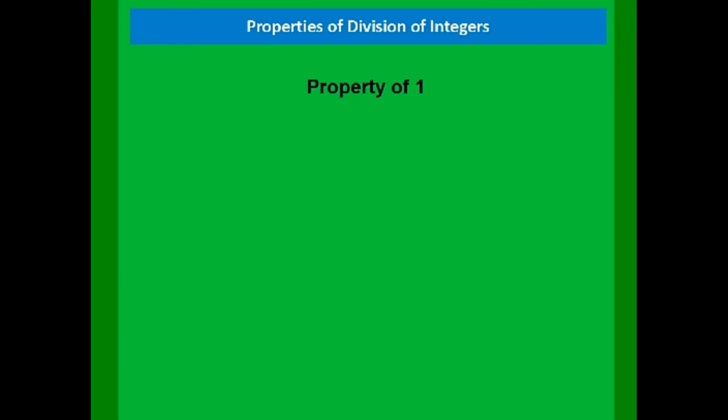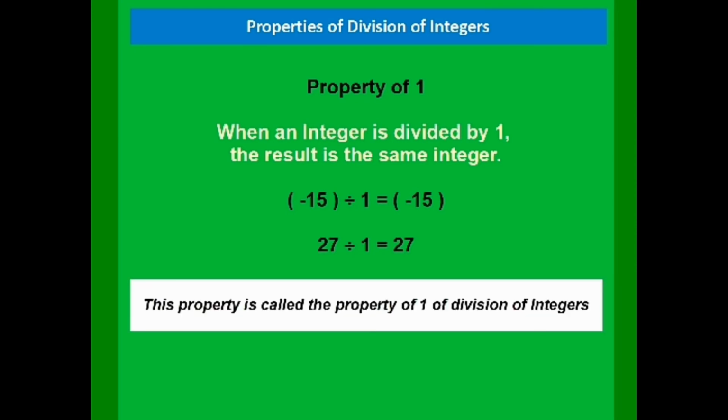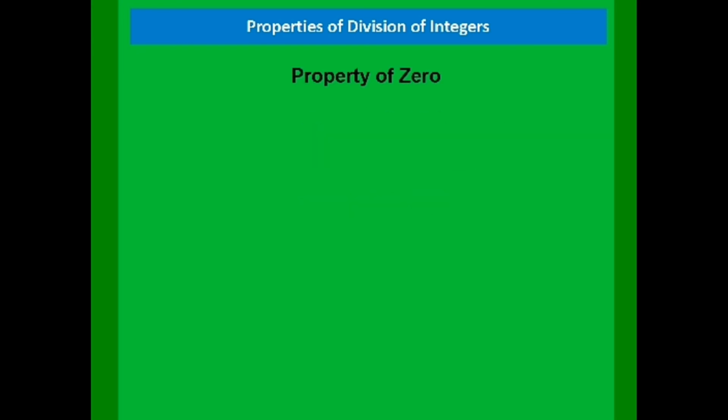Next is property of 1. When any integer is divided by 1, the result is the same integer. For example, minus 15 divided by 1 is equal to minus 15 and 27 divided by 1 is equal to 27. This property is called the property of 1 of division of integers.